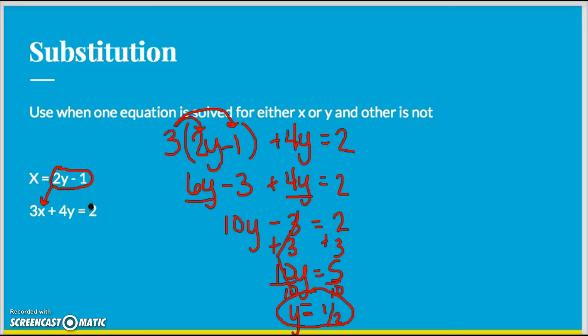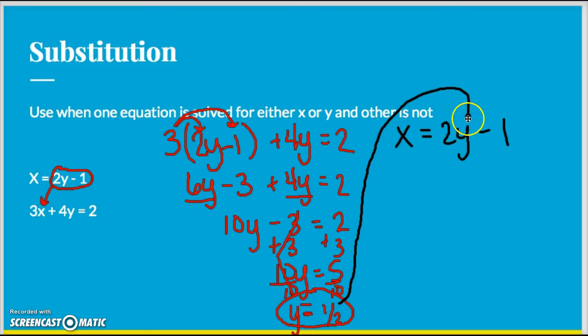It doesn't matter which one. I usually like to plug it into the one that's a little more simple. Okay, and that would probably be my first one. So here's the first equation they gave me: x equals 2y minus 1. So what I'm going to do now is take this 1/2, because that is what y equals, and plug it in right where the y is.